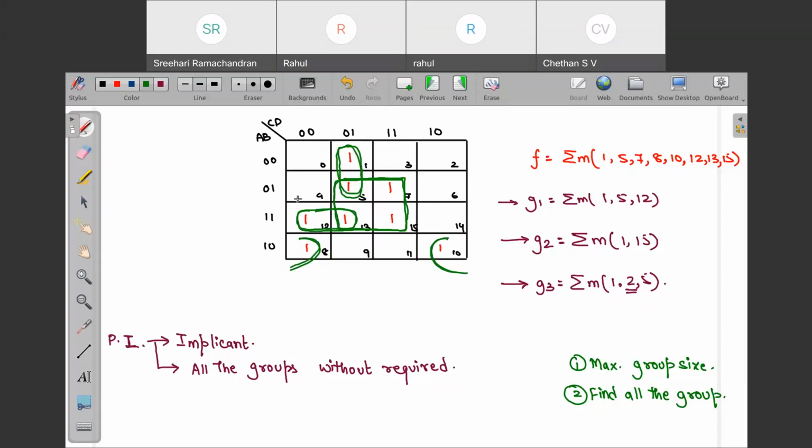Now one more group I can make, which is not required, but still it will be counted as your prime implicant. It is this group. This is actually a prime implicant, but it is not required. So how many prime implicants do we have? 1, 2, 3, 4, and this is 5. See, this blue color group is not required, but still I am considering it as a prime implicant. Now you might be getting one doubt, that sir, why didn't you take it like this one?